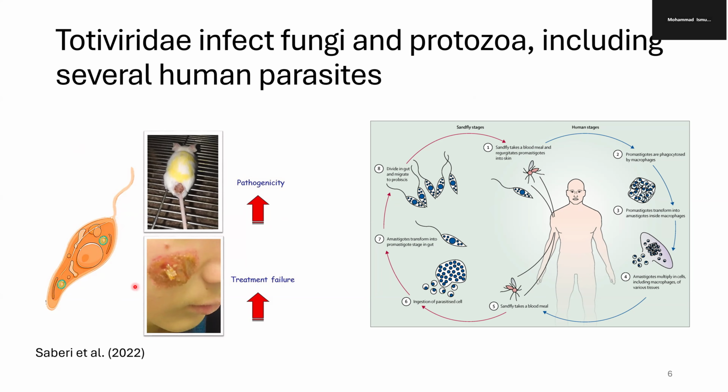What's pretty interesting is that there is a genus under Totiviridae called Leishmania virus. Members of Leishmania viruses can infect Leishmania parasites, and this infection can actually increase the pathogenicity of Leishmania infection in humans, which is very interesting. Leishmania parasites are transmitted by the vector sandfly, which bites humans to suck up blood for a meal.